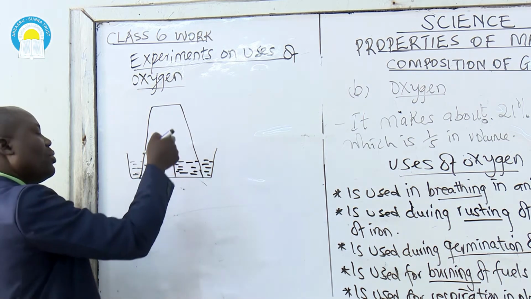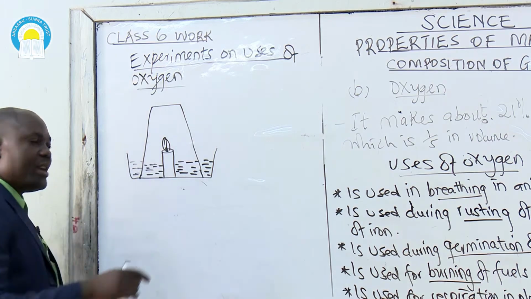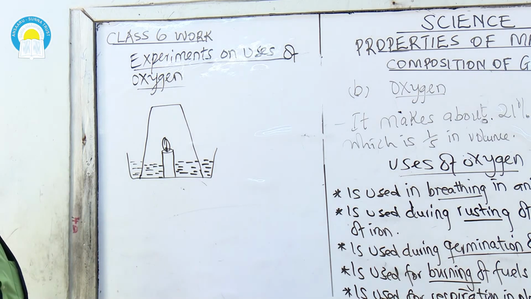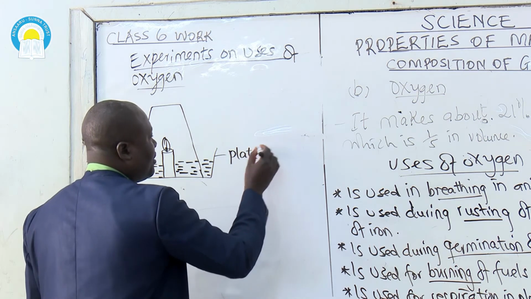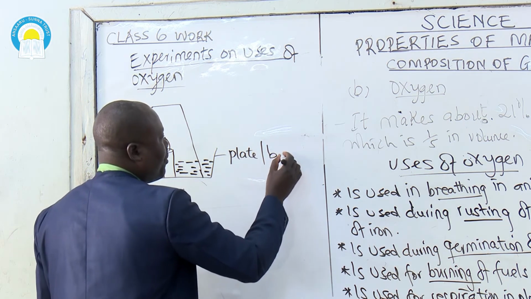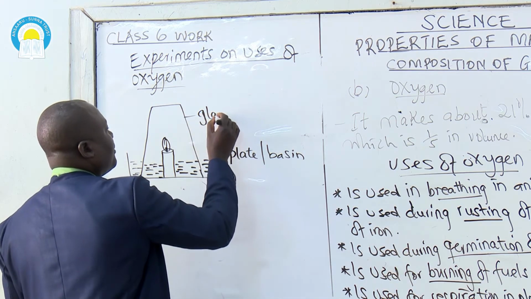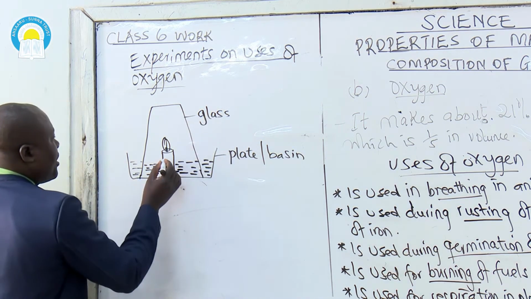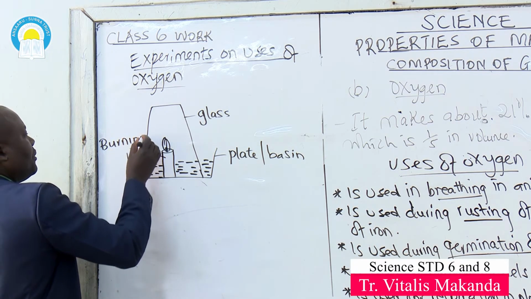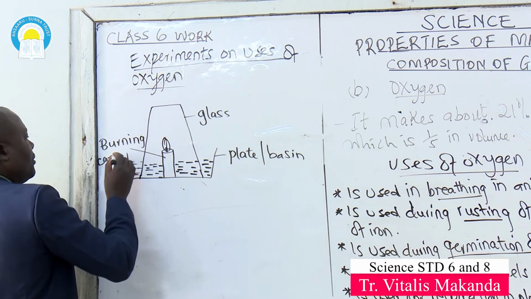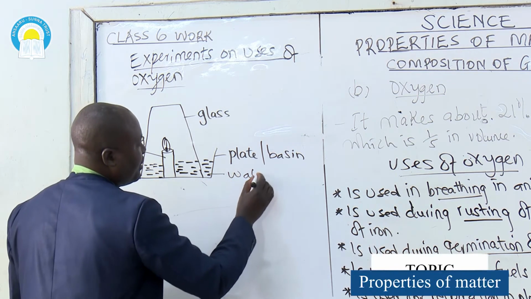Pour water on this plate or basin. Cover with a transparent glass. So this one is either a plate or basin if you want. And then this one is a glass. Then this one is a burning candle. And then we have this one, which is water.